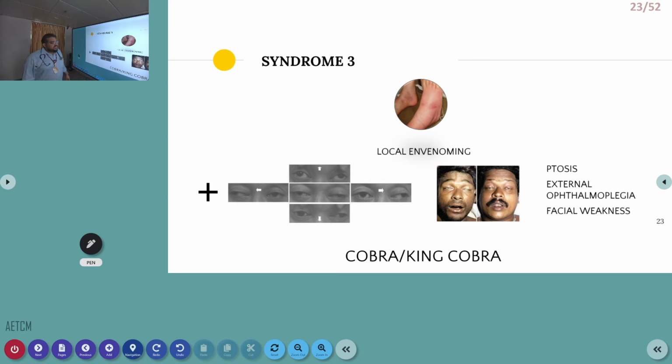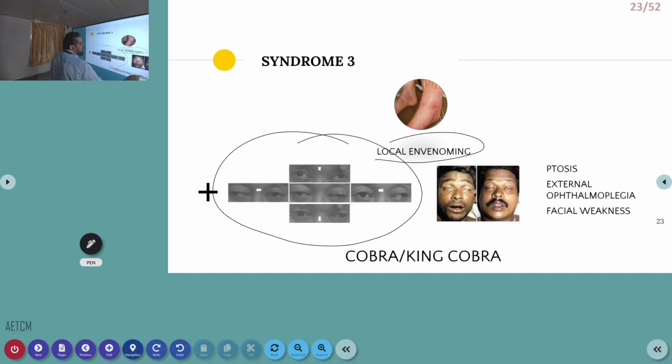Now coming to the third syndrome: you have local envenomation features, and features of neurotoxicity as evident by ptosis, external ophthalmoplegia, and facial weakness. Remember, it can be cobra or king cobra. So that is syndrome number 3: local features with neurotoxic features. It can be cobra or king cobra.